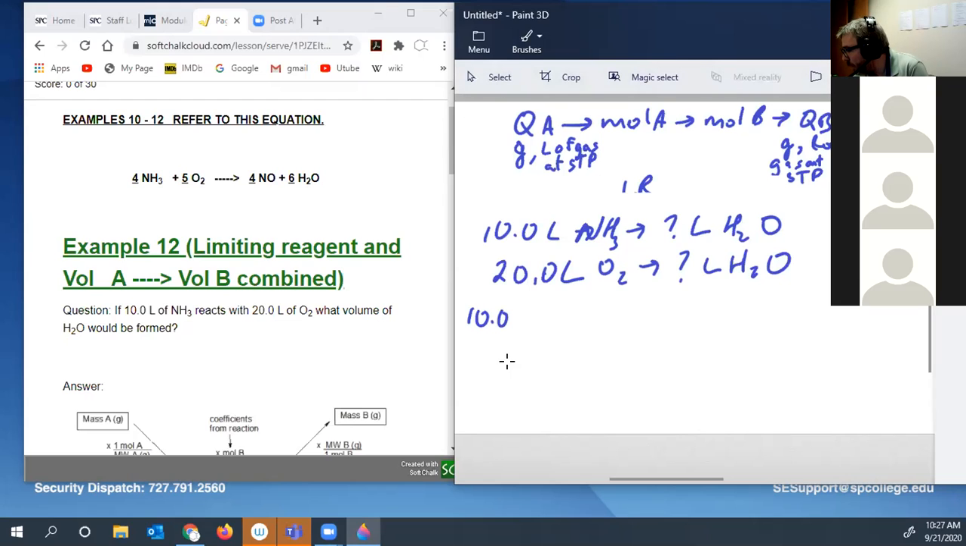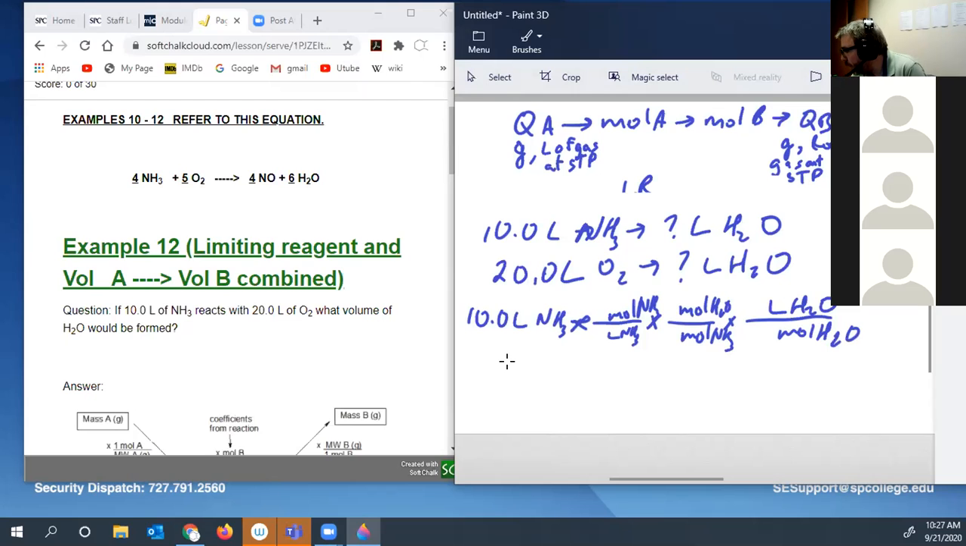So we're starting out with 10.0 liters of NH3. We know we need 3 steps to get to liters of H2O. We'll have liters of NH3 on the bottom. We'll have moles of NH3 on the top. We'll have moles of water on the top, and the next part, moles of NH3 on the bottom. And then liters of H2O at the end and moles of H2O at the end.